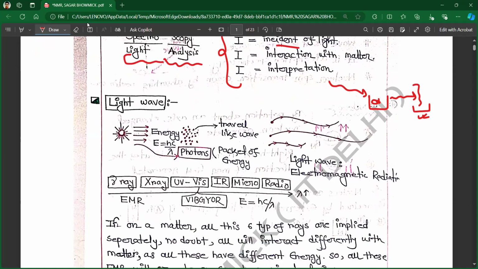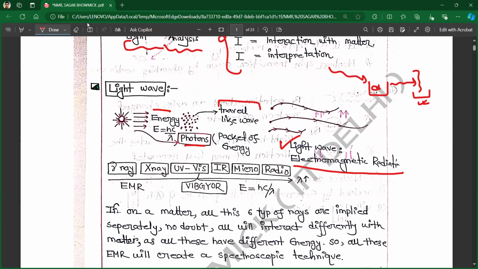So in every spectroscopy, light wave is used. Light has some energy in terms of photons, and it is also a wave, so it travels like a wave. So light is basically a particle as well as a wave, right? Light wave is basically electromagnetic radiation, we all know. And there are few kinds of electromagnetic radiation: gamma ray, X ray, UV visible, IR, microwave, radio. From this to this, wavelength lambda increases. Wavelength increases means frequency decreases.